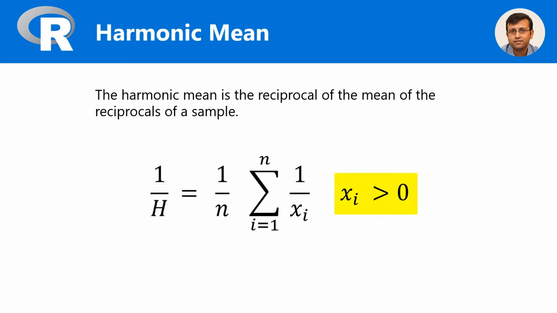The condition which needs to be taken care of in this equation is that the value of xi should always be greater than 0. If it is 0, then 1 divided by 0, that is the value of xi, will result in an undefined or infinite value, and the harmonic mean cannot be computed.